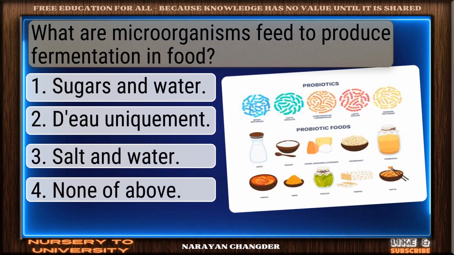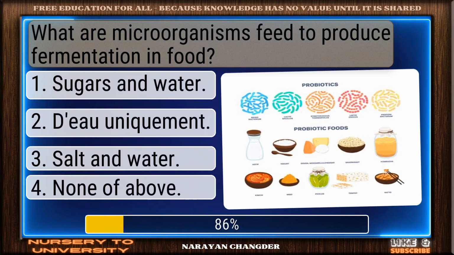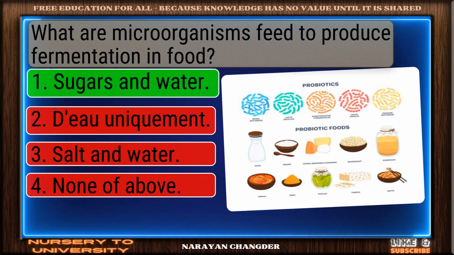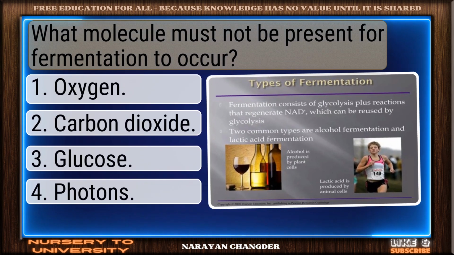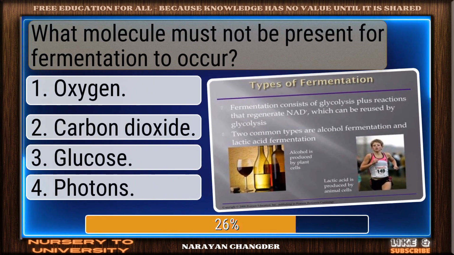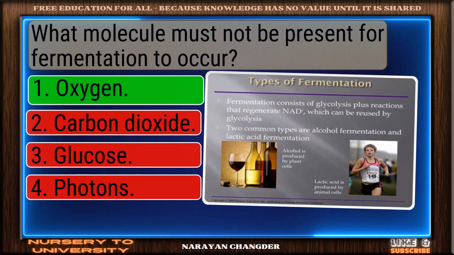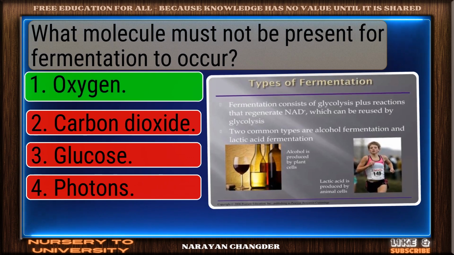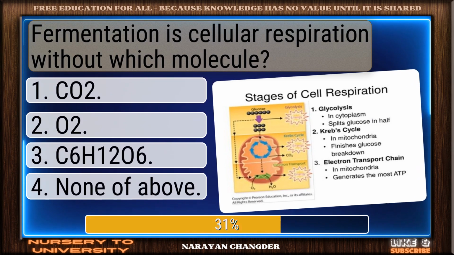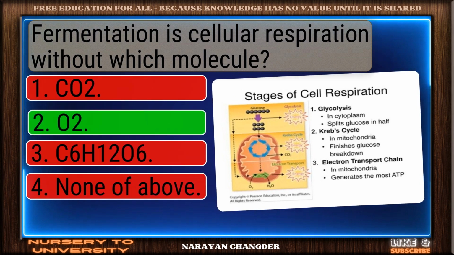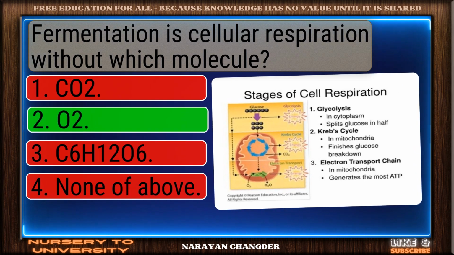What do microorganisms feed on to produce fermentation in food? Nicely done. Sugars and water is a solid answer. What molecule must not be present for fermentation to occur? Nice work. You chose oxygen and it is correct. Fermentation is cellular respiration without which molecule? Clear logic. Your choice, O2, is sound and 100% true.